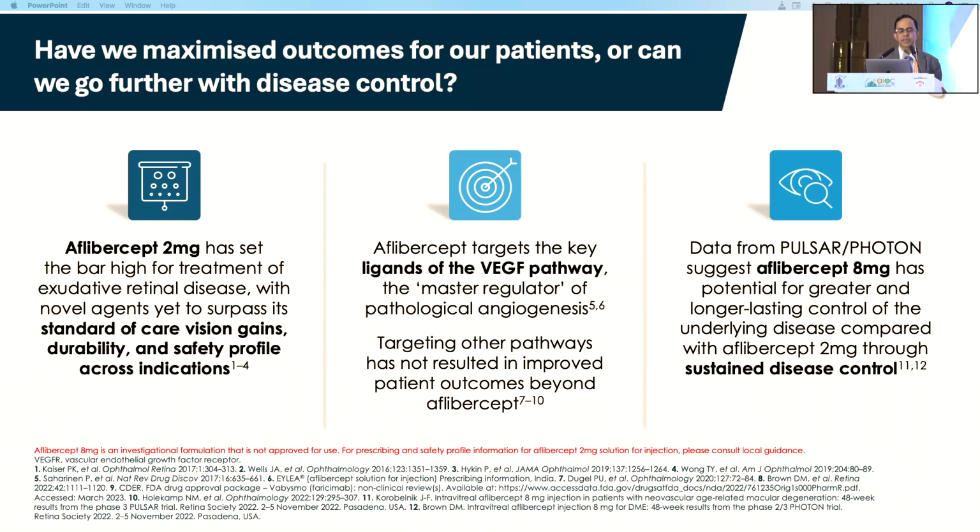Aflibercept 2 mg has set the bar high for treatment of exudative retinal disease, with novel agents yet to surpass its standard of care vision gains, durability and safety profile across indications. Aflibercept targets the key ligands of the VEGF pathway, the master regulator of pathological angiogenesis. Targeting other pathways has not resulted in improved patient outcomes beyond aflibercept. Data from PULSAR and PHOTON suggest that aflibercept 8 mg, which is due to become available in India shortly, has potential for greater and longer lasting control of the underlying disease compared with aflibercept 2 mg through sustained disease control.